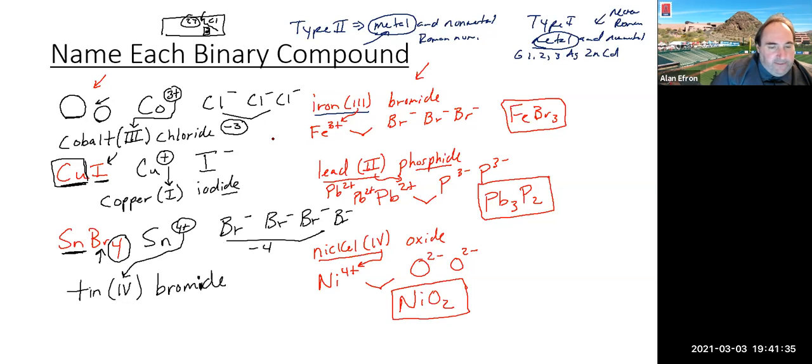So those are type 2, Roman numerals needed. Roman numerals are needed to indicate the charge, the positive charge on the metal. And again, the good news is you will always know what the charge is on whatever is bound to it.